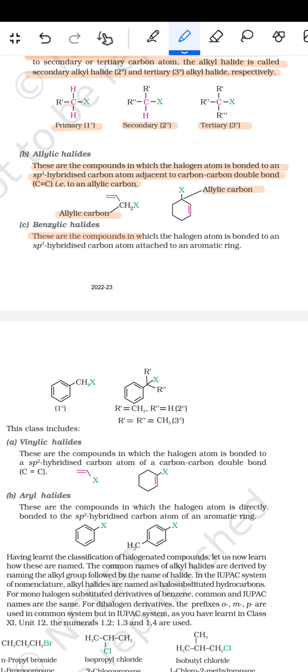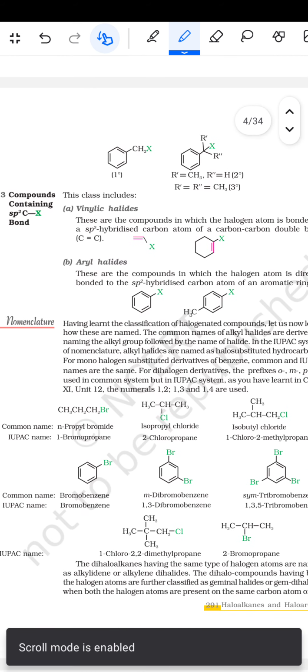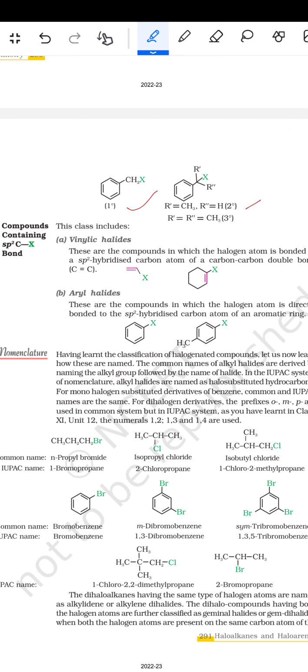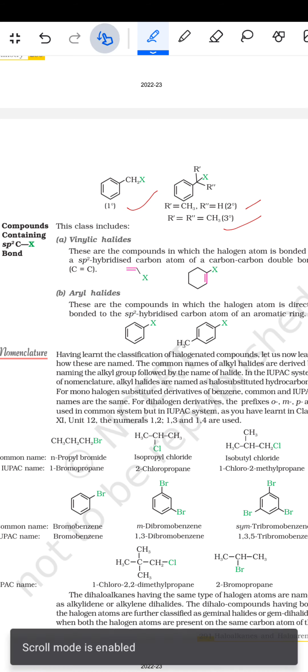These are the compounds in which the halogen atom is bonded to an sp3 hybridized carbon atom attached to an aromatic ring. These can be primary, secondary or tertiary, depending on whether the carbon bearing the halogen is 1 degree, 2 degree, or 3 degree.